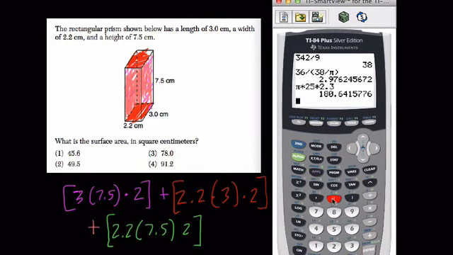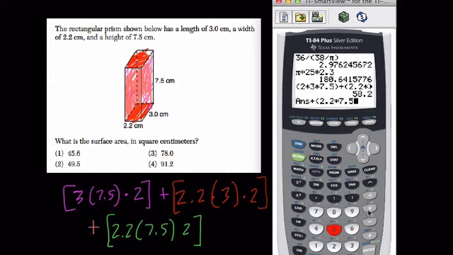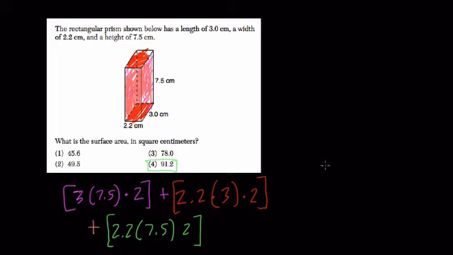We have parentheses, we have 2 times 3 times 7.5. I just changed the order of the first group. 0.5, close parentheses, plus open parentheses, 2.2 times 3 times 2, close parentheses. So far we have 58.2 plus what? 2.2 times 7.5 times 2. Then we close parentheses. Enter. We have 91.2 centimeters, or choice 4.